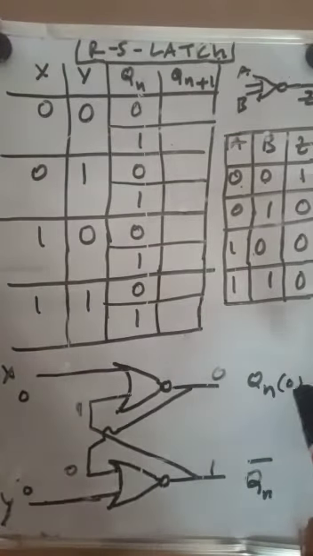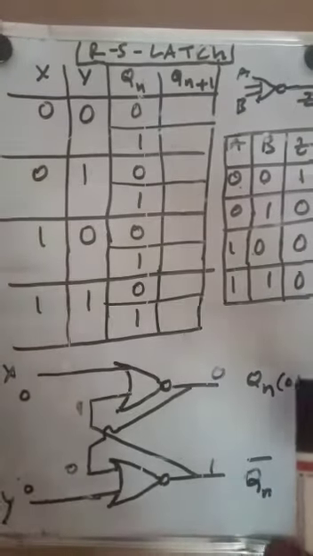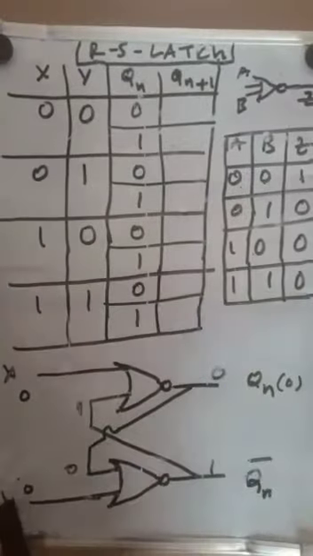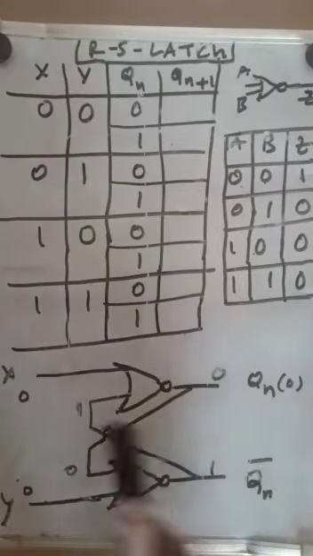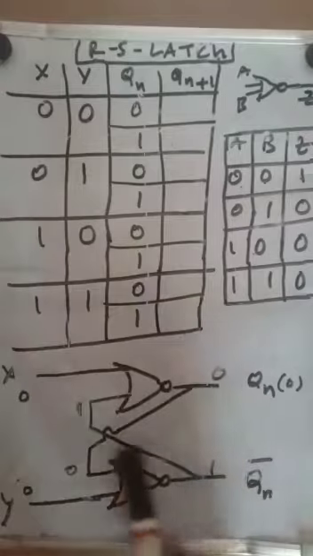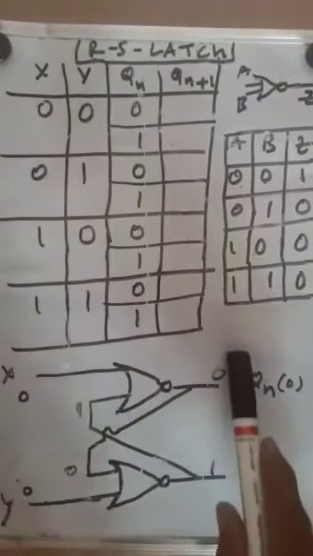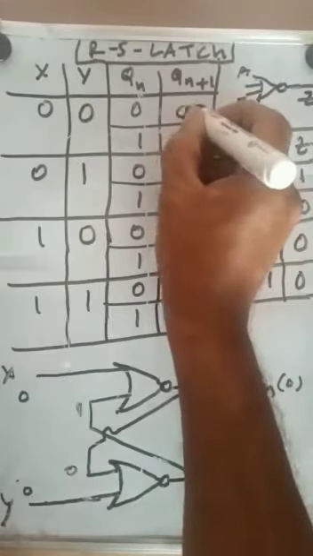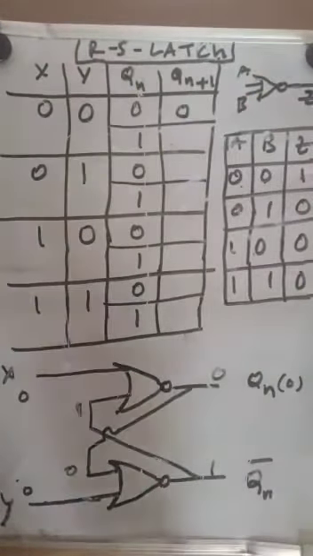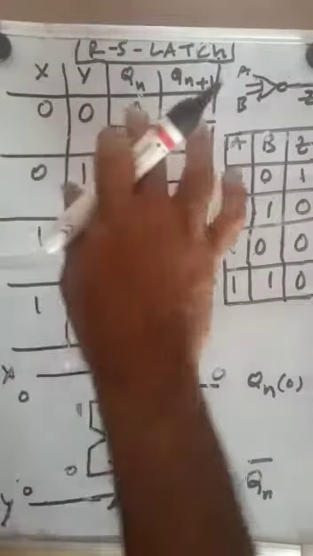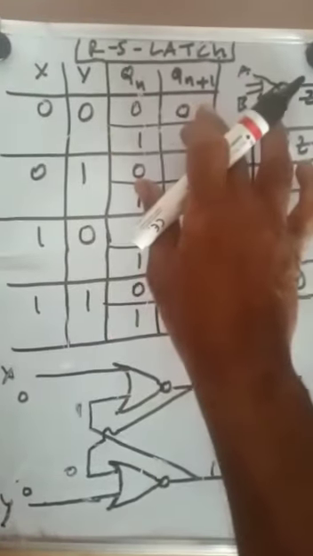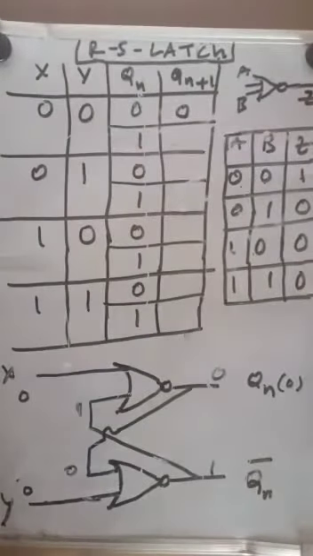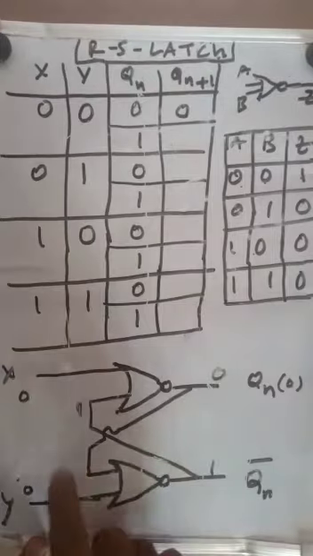Before giving the inputs, we considered the output to be 0. After applying the inputs, 0 comes to this gate and becomes 1, and this 1 is applied to the other gate, and 1 plus 0 is 1, so Qn plus 1 is also 0. That means the next state is also 0, so there is no change. Before giving the input 0 0, if the output is 0, then the next state of the output is also 0 after applying inputs.